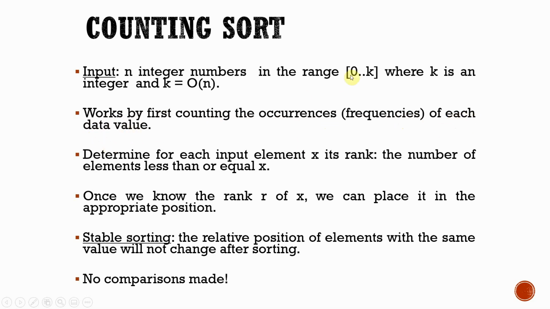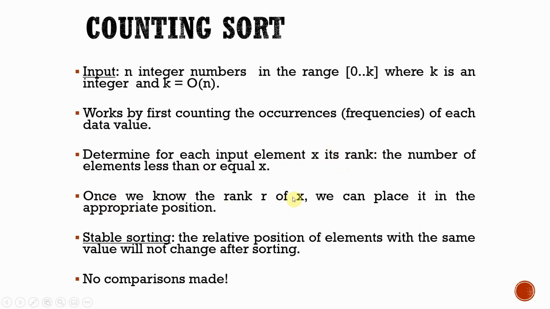So for each of the data values in the range between 0 to k, we count how many times they occur in the array. So we calculate their frequency. And then determine for each input element x its rank. What is the rank in this concept? It's the number of elements less than or equal to x, right? So for example, the rank of element 4 would be the number of elements in the array that are smaller than or equal to 4.